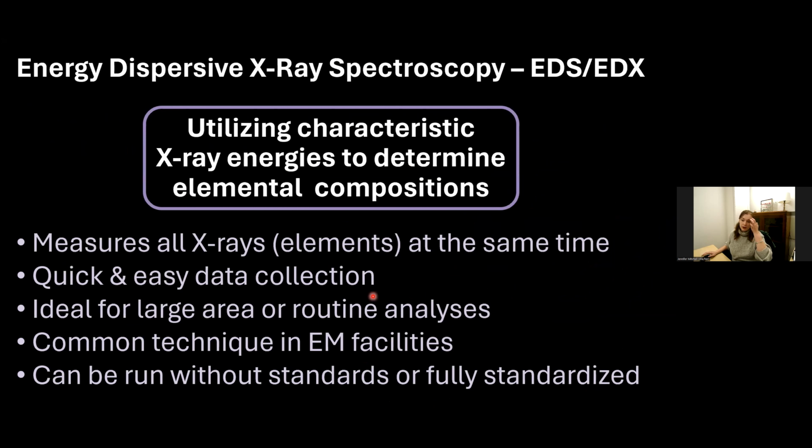So EDS is utilizing the energy of these characteristic X-rays to determine elemental compositions. And what's really cool is that it measures all the X-rays all at once. So you're measuring every element that is in the area of interest, but also every single element line. So your K alphas, your K betas, your L lines. And it's really, really quick and easy. You can get someone set up to do good EDS analysis in about 10 minutes, probably.